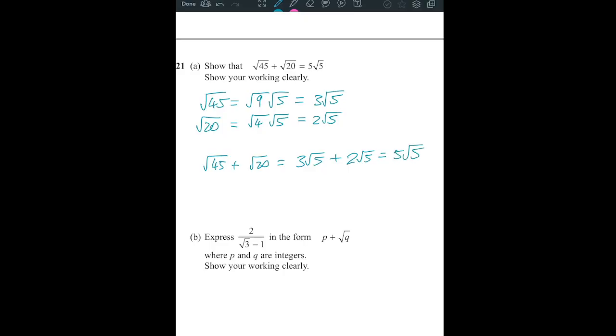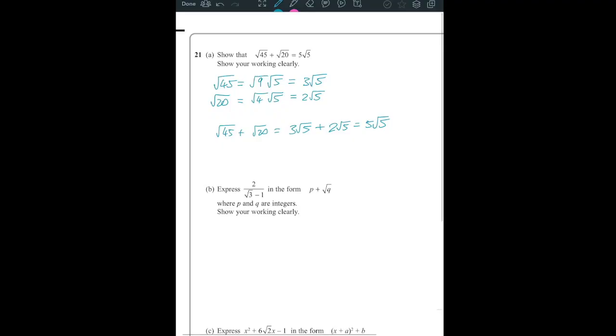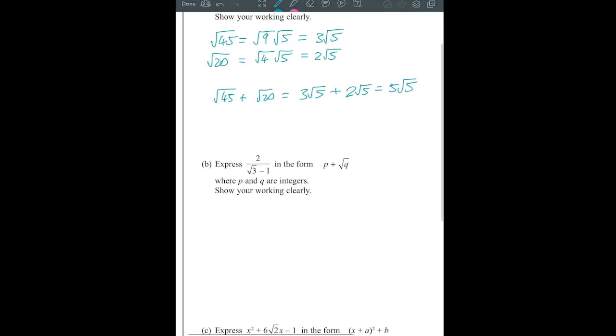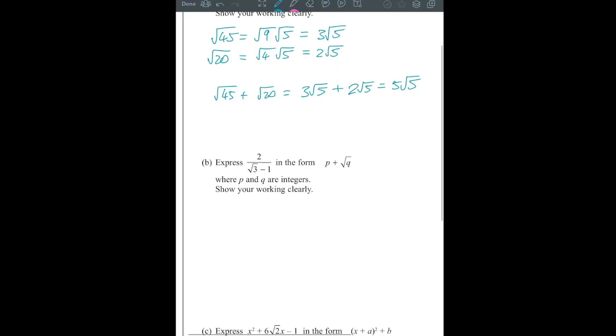If you're doing a show that question, you pretty much don't want to use your calculator, and when you do, it can only be for a tiny little step. So you can check that 45 is 9 times 5, or that the root of 9 is 3, but you don't want to be typing root 45 into your calculator, because you'll lose that middle step and therefore lose some of the marks. Next question is a rationalise.